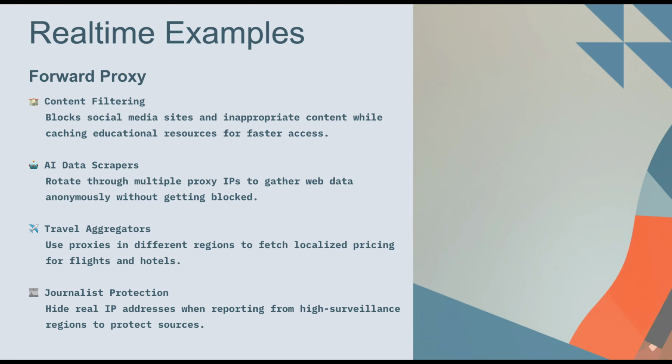Next, travel aggregators use proxies in different regions to fetch localized pricing for flights and hotels. Journalist protection. A journalist working in a high surveillance region uses a forward proxy to hide their original IP address. This allows them to access restricted information and communicate without revealing their physical location to local ISPs.